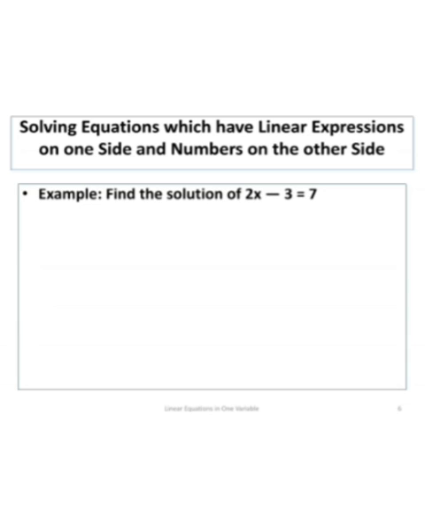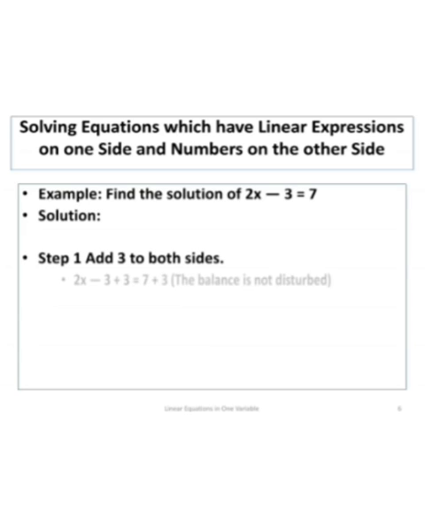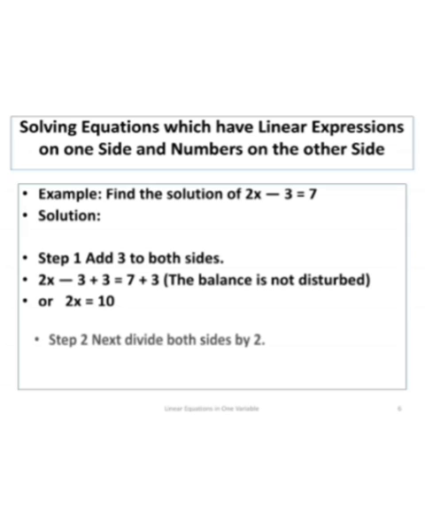Now talking about solving equations which have linear expressions on one side and numbers on the other side. For example, find the solution of 2x minus 3 is equal to 7. Solution: step 1, add 3 to both sides. That will give us 2x minus 3 plus 3 is equal to 7 plus 3. The balance is not disturbed. Or 2x is equal to 10. Now step 2, divide both sides by 2. That will lead us to x is equal to 5.